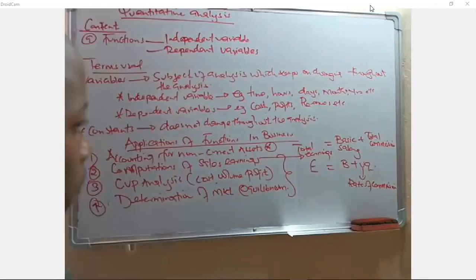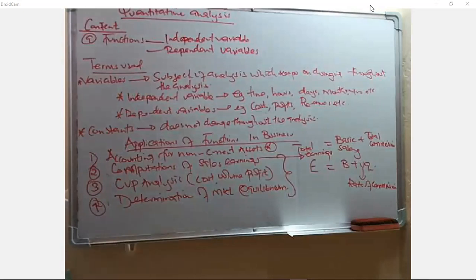That is the rate of commission. V, it is the rate of commission. V, it is our rate of commission. Now, I just want to look at a good illustration here.